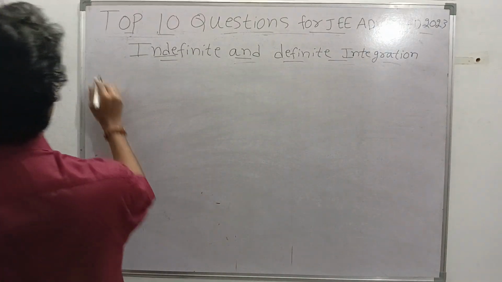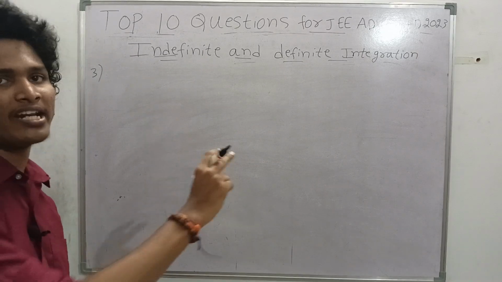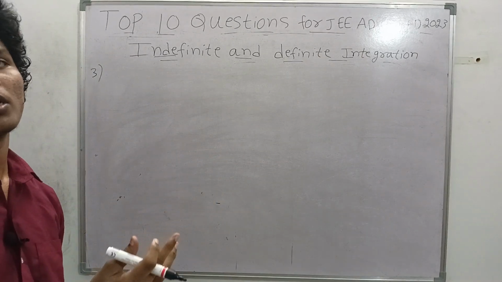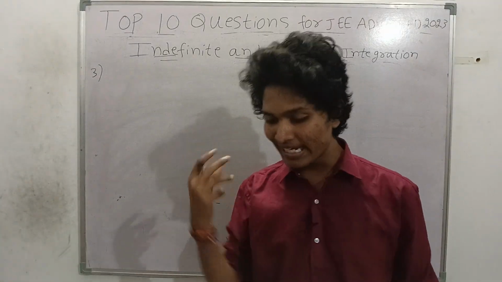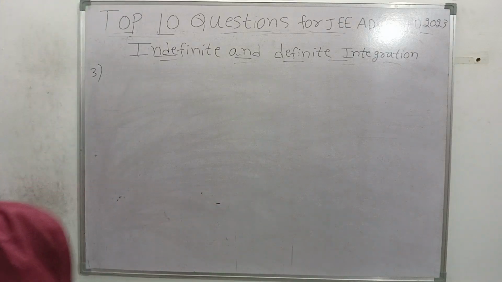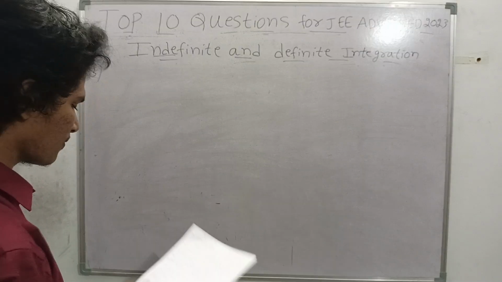Now third question. These two things are indefinite integration. What is the difference between indefinite integration and definite integration? In indefinite integration, there is no limit given for the integration, but in definite integration, it will be in limits.